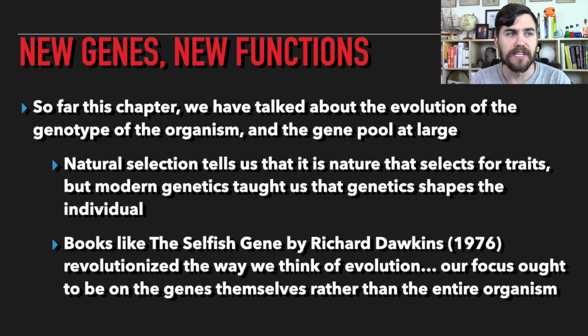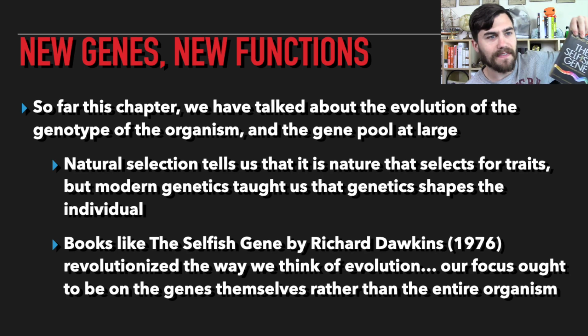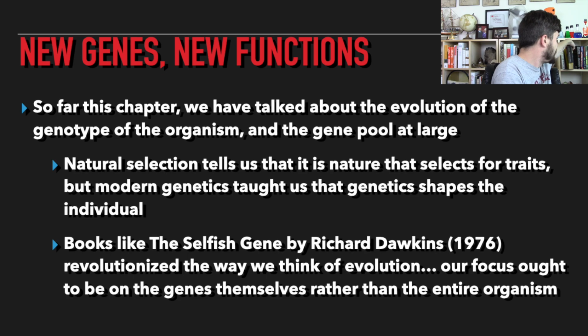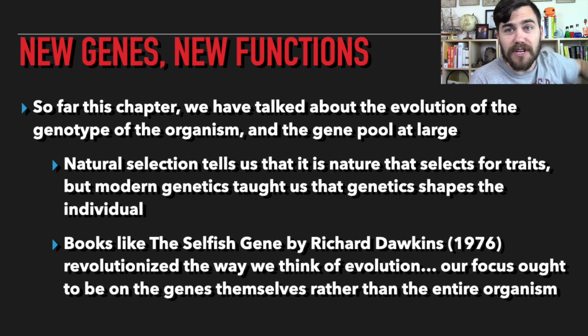Now, natural selection tells us that it is nature that selects for the traits, but modern genetics taught us that genetics shapes the individuals. Darwin in his time knew nothing really about genetics, certainly nothing about DNA. Nobody in the world did at that time. So books like The Selfish Gene, which I have right here, I've read this, by Richard Dawkins. He wrote that way back in 1976. That book is really why he's famous. It revolutionized the way we think about evolution.